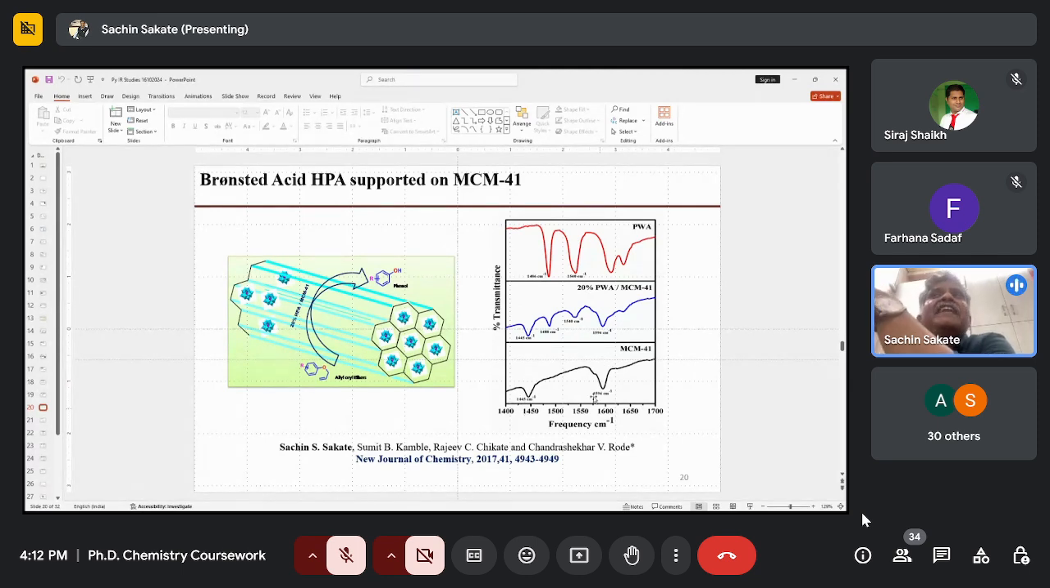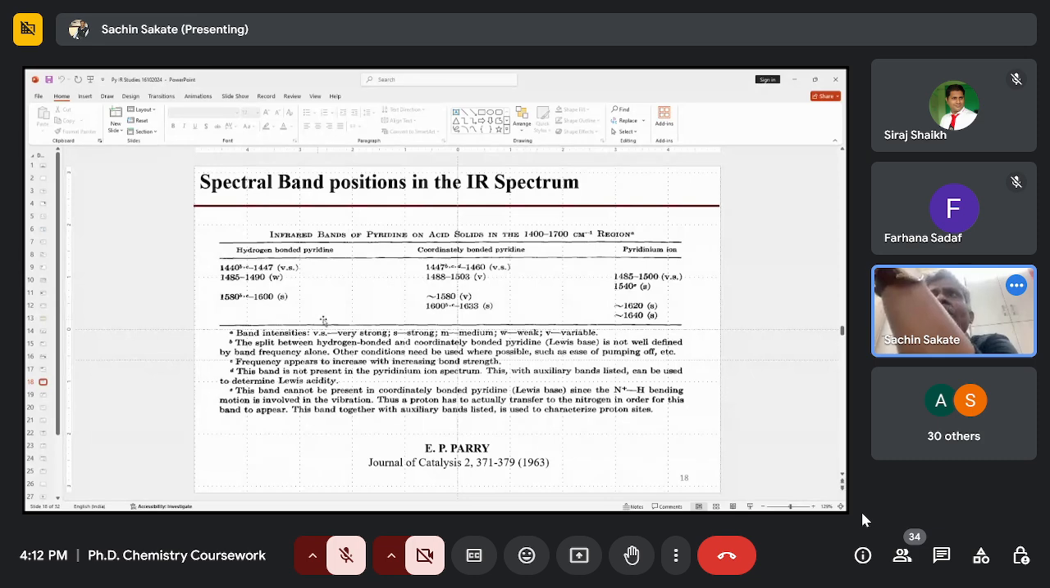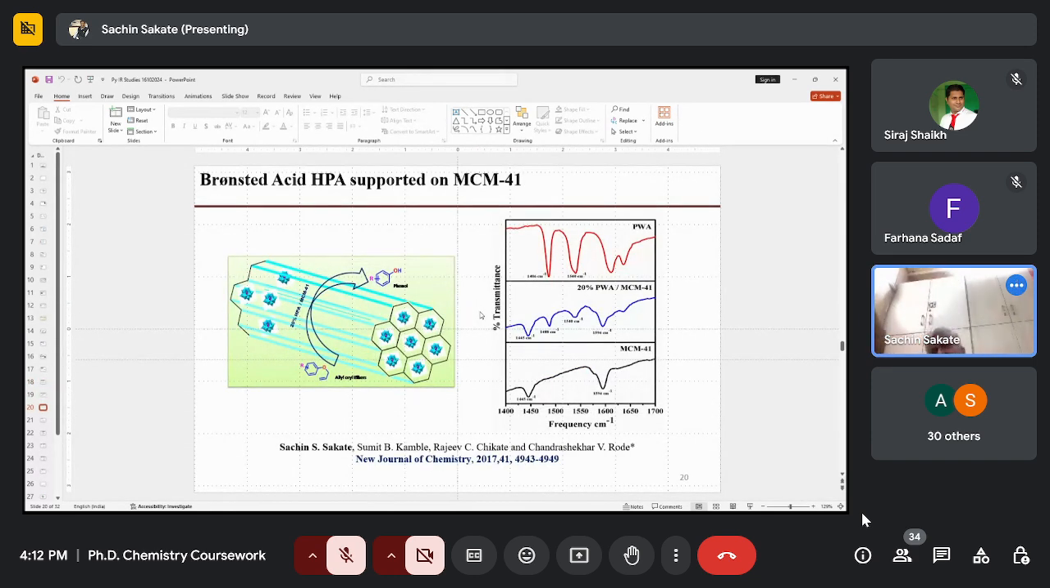The bands are at 1450 and 1590. If you go here, 1447 to 1460, and 1590, 1600, and 1663. So if you go down, you see the MCM 41 is only showing the Lewis acidity. Now I have reported the spectra in 20% phosphotungstic acid, when 20% phosphotungstic acid is loaded on MCM 41.